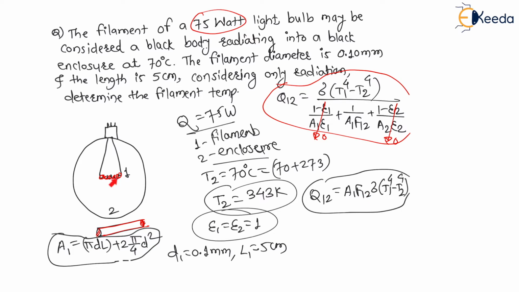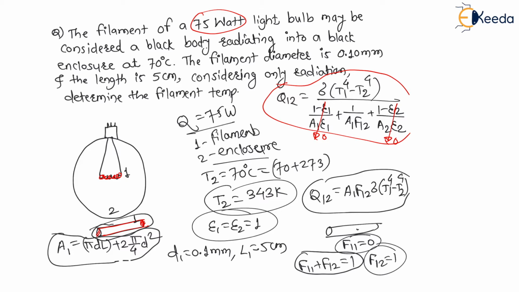Now F1 to 2 for this filament, for such a type of surface, this is a 1. This filament is a 1. For such type of surfaces, the shape factor of this surface with respect to itself, that is F11, is always equal to 0. So my dear students, we can say F11 plus F1 to 2 is equal to 1. This is the addition of all shape factors is equal to 1. Therefore we can say F1 to 2 is equal to 1. Area is pi dl plus 2 pi by 4 d square.